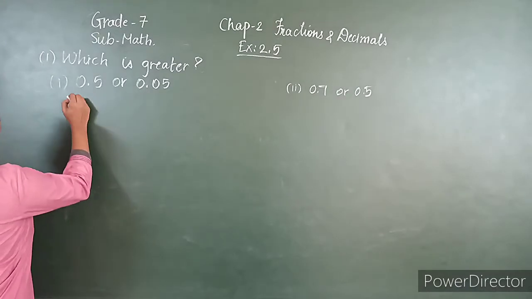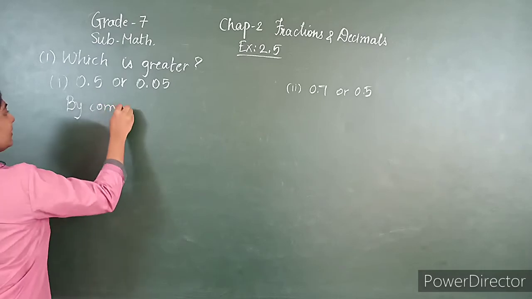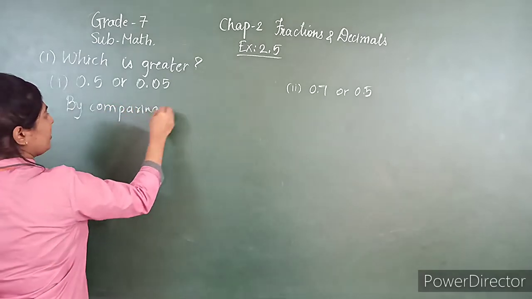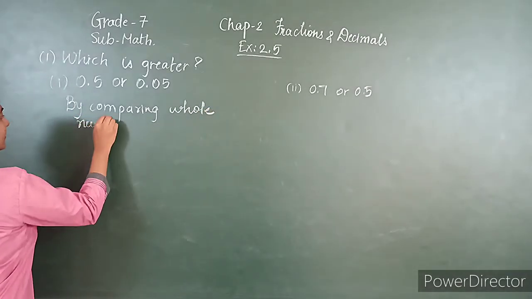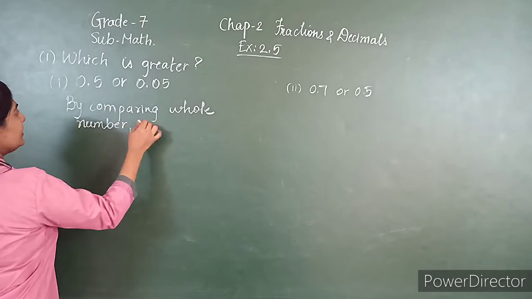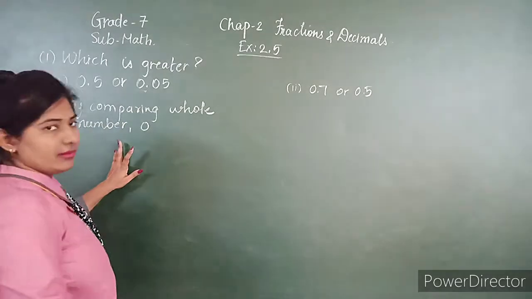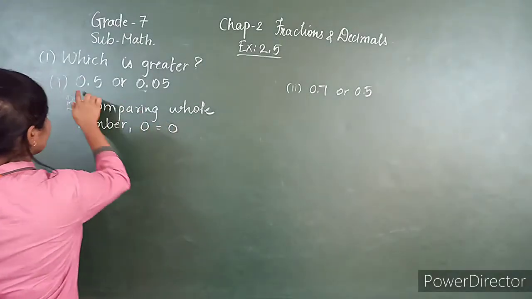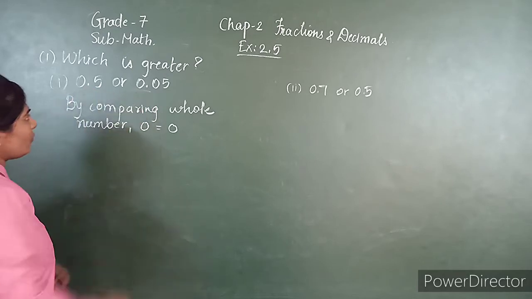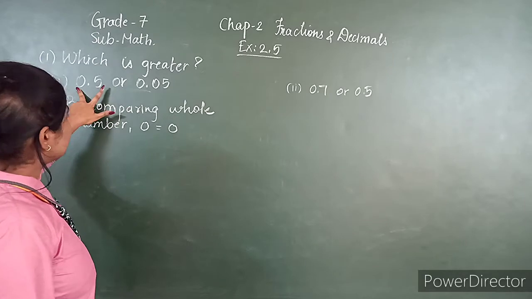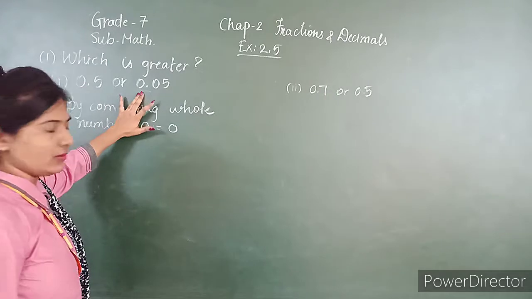So first by comparing the whole number. Here the whole number, the number before the point, is 0. So 0 is equal to 0. Before the point one number is there, that is 0. So in both the numbers 0 is the whole number. So by comparing the whole number, 0 is equal to 0.